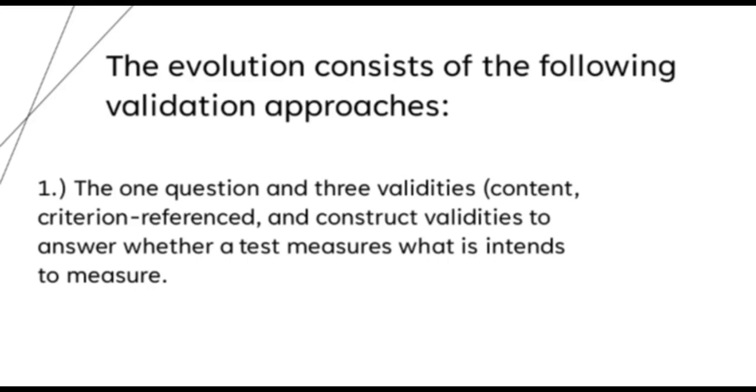We have four approaches to examining validation. The evolution consists of the following validation approaches. First, the one question and the three validities: content validity, criterion referenced validity, and construct validity, to answer whether a test measures what it intends to measure.